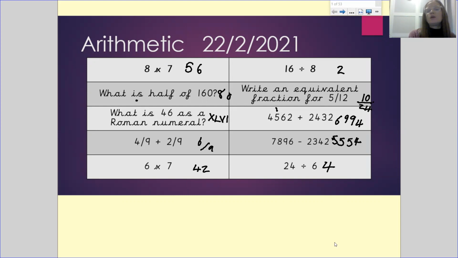What is an equivalent fraction to 5 over 12? Right, remember we spoke about equivalent fractions. What you do to the top, you do to the bottom. So I times both by 2, and I have 10 over 24.